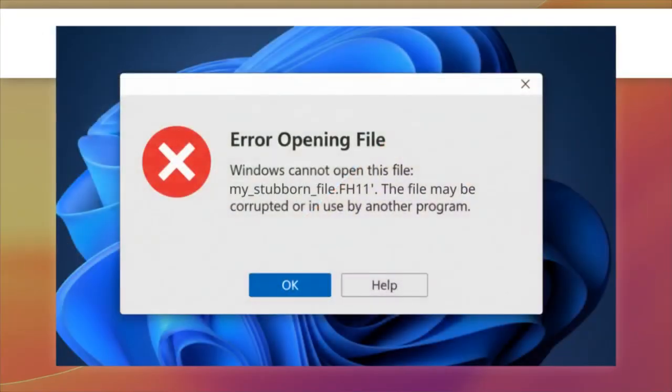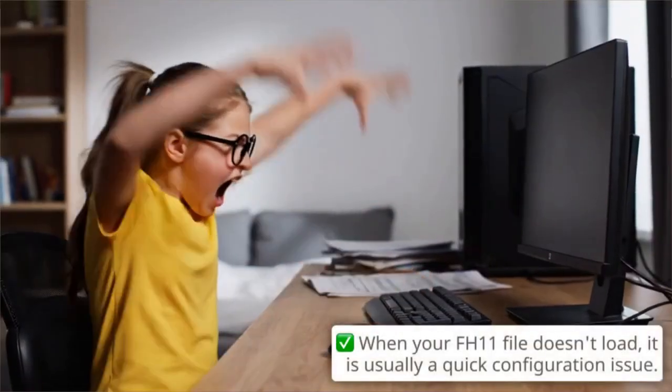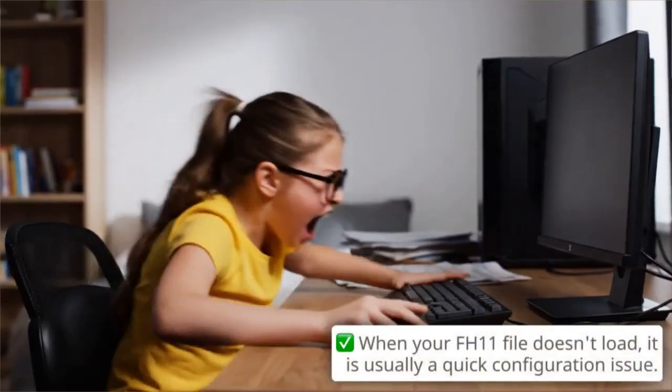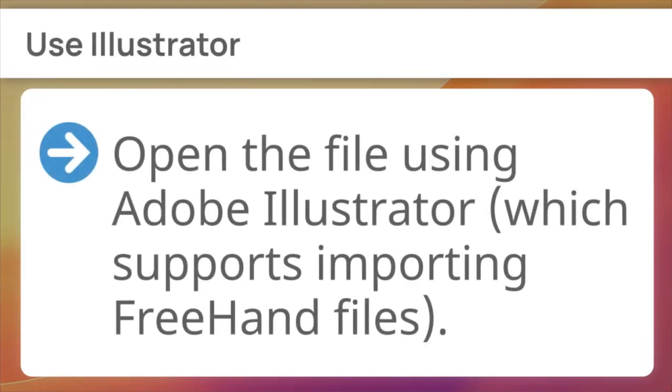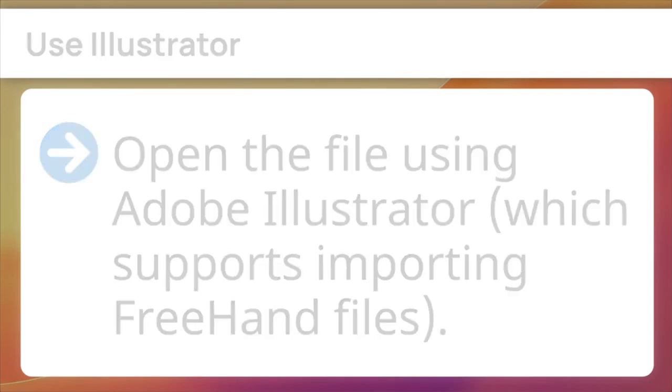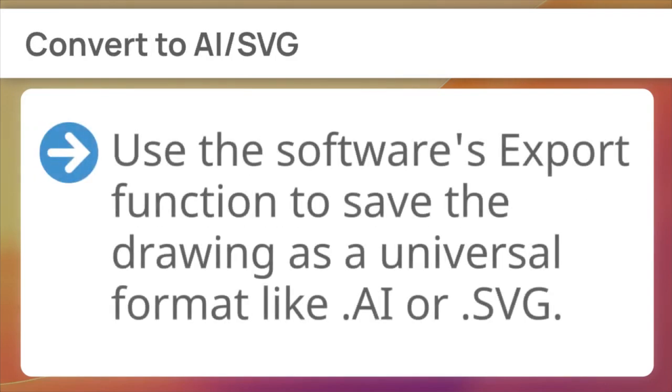If your FH11 file will not open yet, do not panic. The failure means we need to check the fundamentals. Let's perform these 3 essential system and file checks immediately. First, use Freehand. Open the file using Macromedia Adobe Freehand, the required application for the vector drawing. Next, use Illustrator. Open the file using Adobe Illustrator, which supports importing freehand files. Finally, convert to AI SVG.